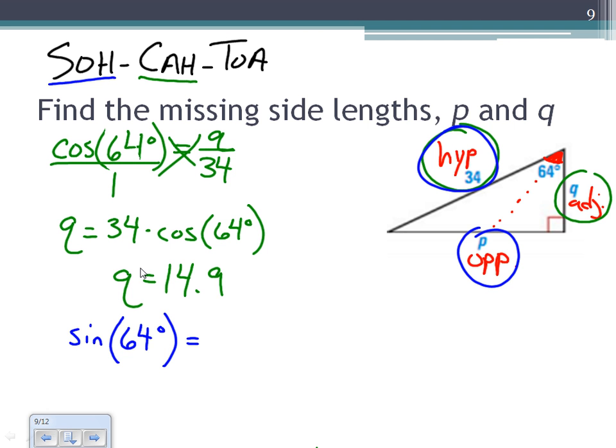Alright? Okay. Sine of 64 degrees over P. Is P the opposite over 34? What does P equal? 30.6. Is that right? Yeah. Okay. 30.6.